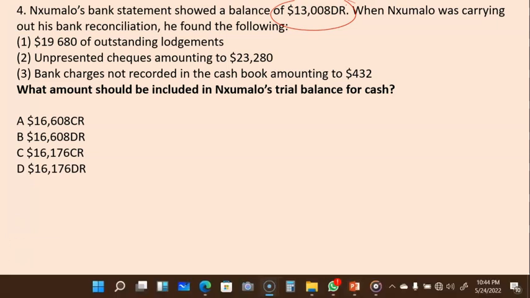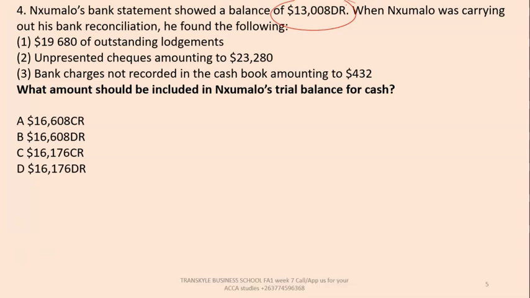So once again, you just have to follow the principle. In this case, we are given the balance per bank statement, so you can just use the same flow. You can start with the balance per bank statement. I just want to show you how you do it. Remember, we are told that this is an overdraft position. With an overdraft position, you always put it in negative, in brackets.